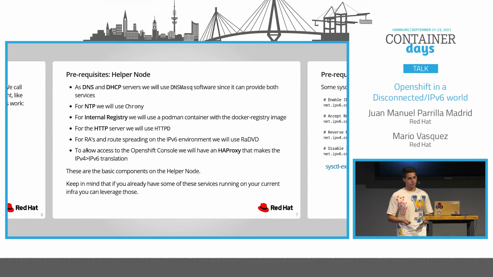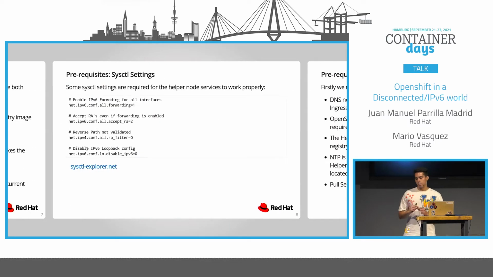This slide explains what I just said. And then we have some prerequisites that need to be applied on the helper node. By the way, I haven't talked about the helper node. We call helper node a node running in our infrastructure that will provide some of those helper services. And if, for example, you already have a DNS server in your infrastructure, a DHCP server, an existing registry, all that stuff, you can reuse those. In case you don't have those in place, you can always refer to this documentation and deploy a helper node that will run those services for you.